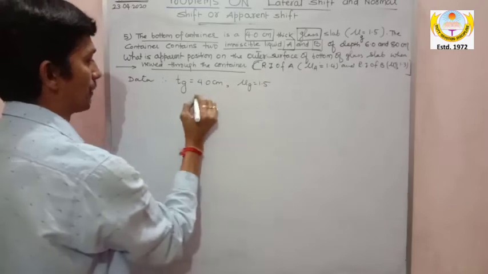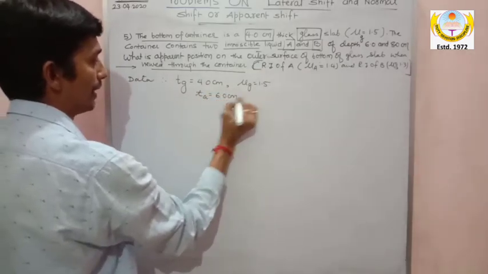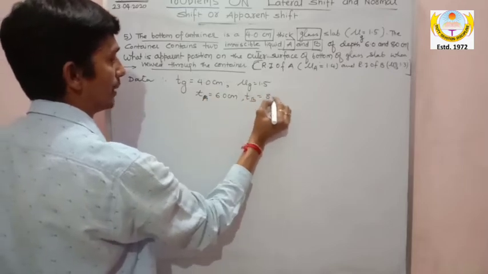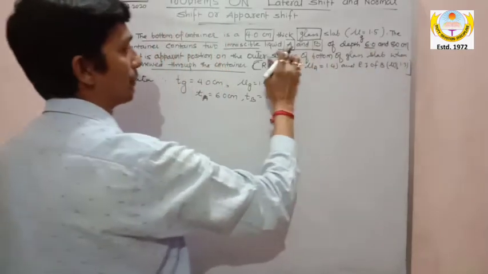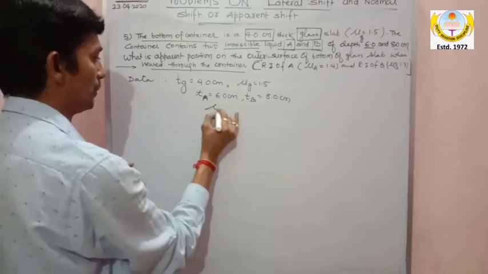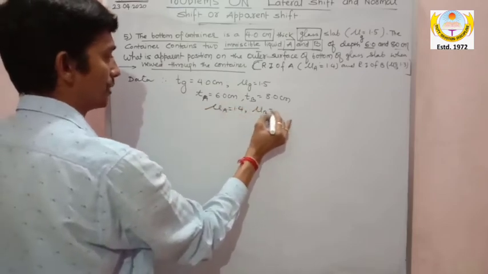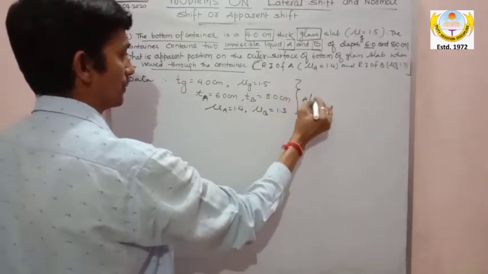The actual depth of liquid A, TA, is 6 centimeter, and TB is 8 centimeter. You can see it in the data. These are the actual depths of A and B. Please do it fast, no need of drawing a diagram. And mu of A is 1.4 and mu of B is 1.3. This is also given, so this is all according to the question.